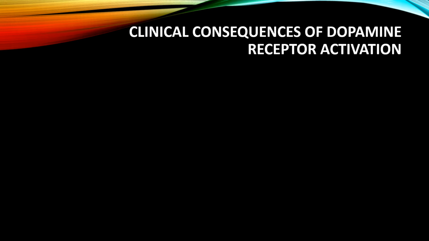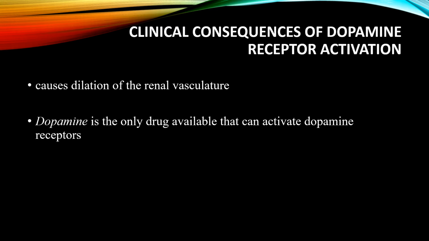How about for the dopamine receptor activation? It causes dilation of the renal vasculature. This effect is employed in the treatment of shock. And dopamine is the only drug available that can activate dopamine receptors. It should be noted that when dopamine is given to treat shock, the drug also enhances cardiac performance because it also activates beta-1 receptors in the heart.